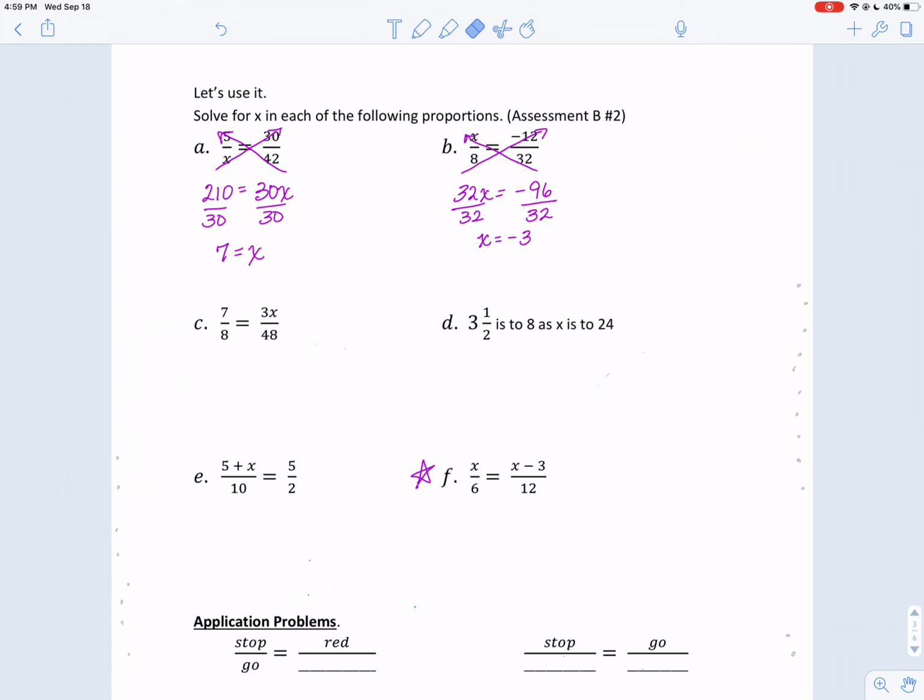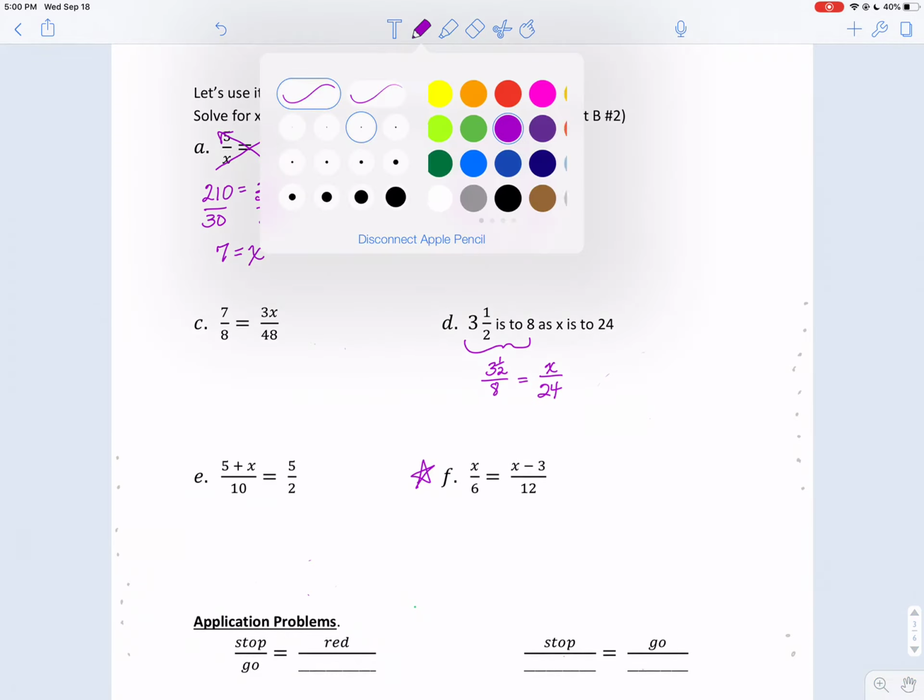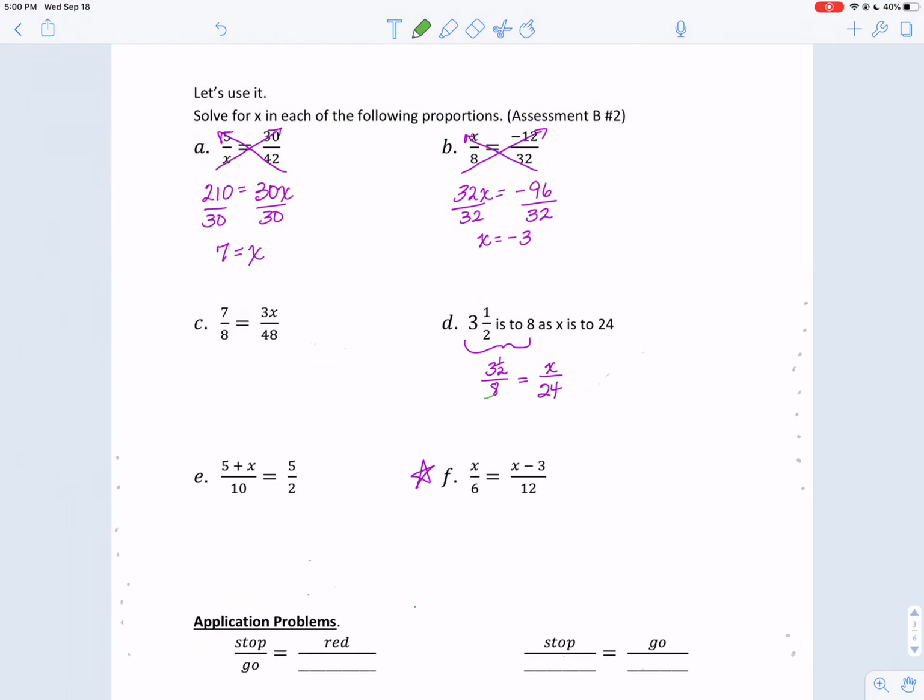Now look at D. D's a little bit odd. It says 3.5 is to 8 as x is to 24. So first we need to rewrite that using our math. So we have 3.5 is to 8, so that's 3.5 over 8. That's the proportion we're looking for. That is the same as x to 24. So now we have a fraction over a fraction, but that's okay. We can go ahead and cross multiply.